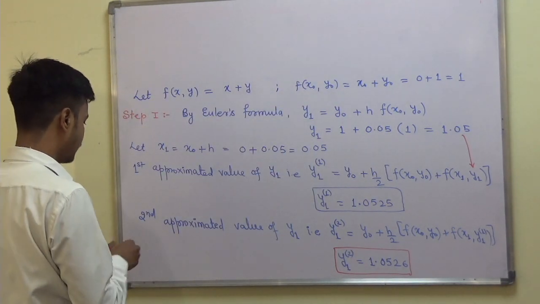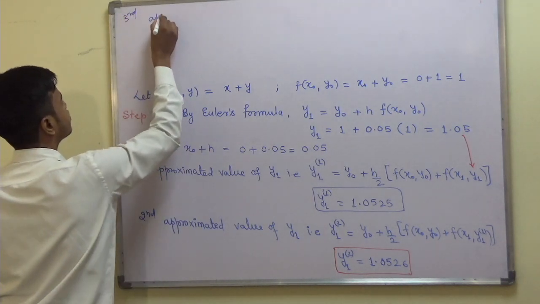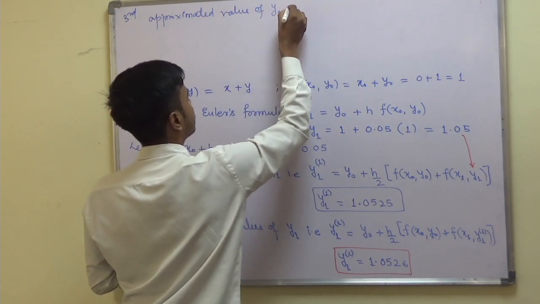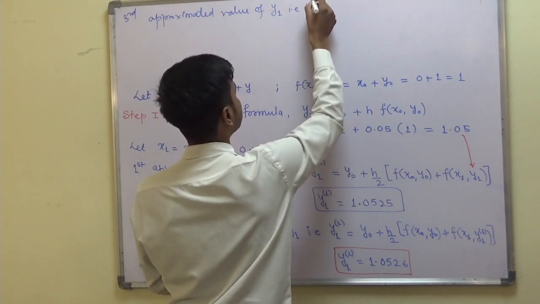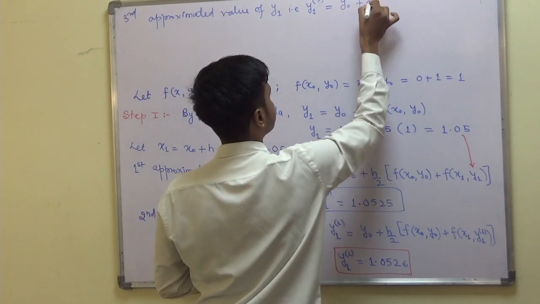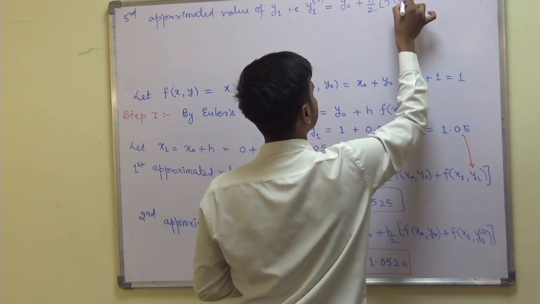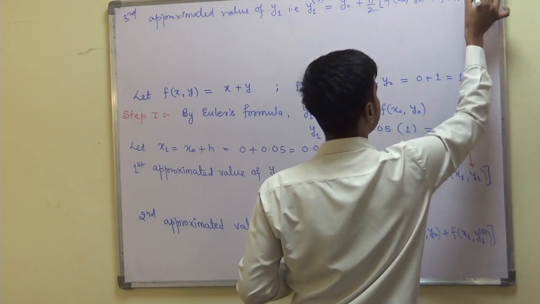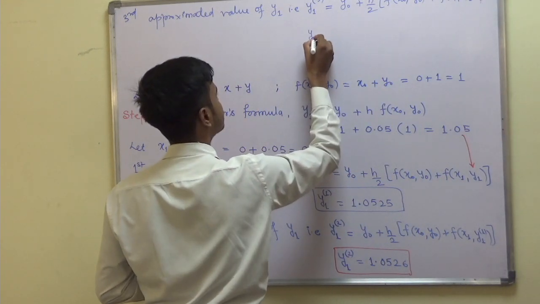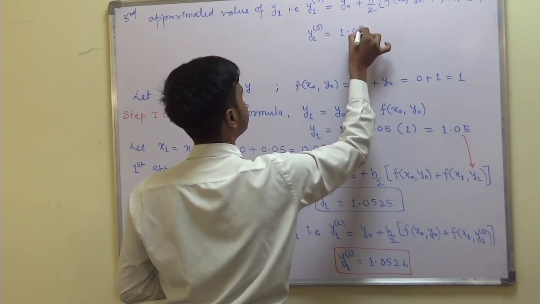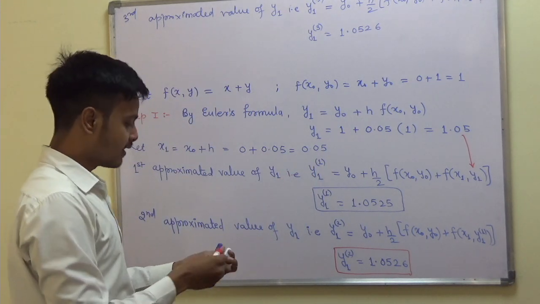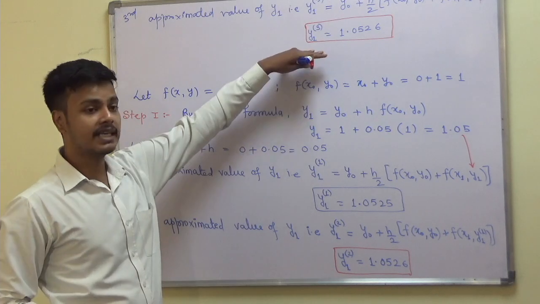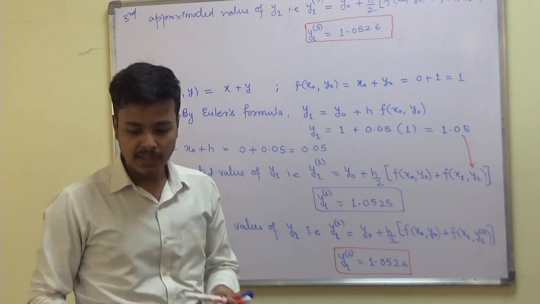So the third approximated value of y1, that is y13, is equal to y0 plus h by 2 into f of x0, y0 plus f of x1, y12, the previous value. So this comes out to be y13 is equal to 1.0526. Now, as you can see, the values of y13 and y12 agree. So this process gets terminated, or step one gets terminated here. This is just the first one.